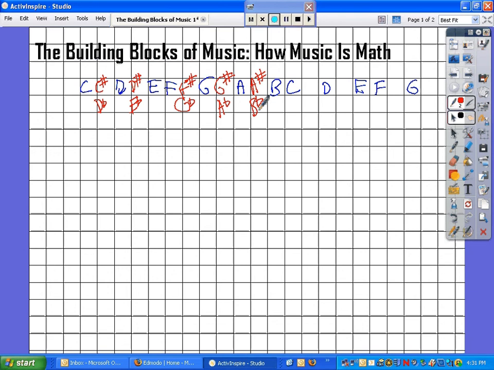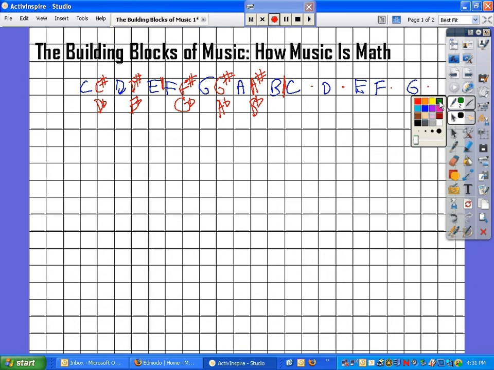There's no sharps or flats between notes like B and C because they only have a half step difference. You can't fit anything between them. But we have, once again, C sharp, and we could do the same thing all the way through the C sharps and flats here. But what I want to illustrate is, what did I just do and why is it important?